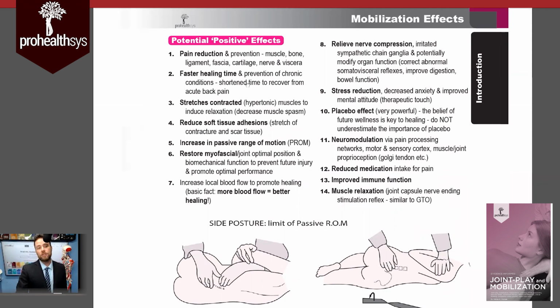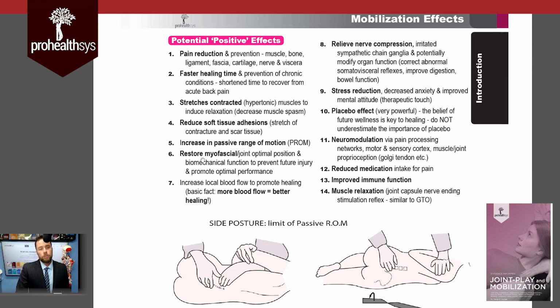Number one, you're going to do this for pain reduction, most likely. Someone's got pain in their neck, you're going to help them get rid of that pain. You're going to be looking at potentially faster healing times, and there is research that supports this: shorten time to recover from acute low back pain. You're going to stretch contracted tissue. You're going to improve mobility, reduce soft tissue adhesion and tightness, and even contracture of the soft tissue. Increase passive range of motion.